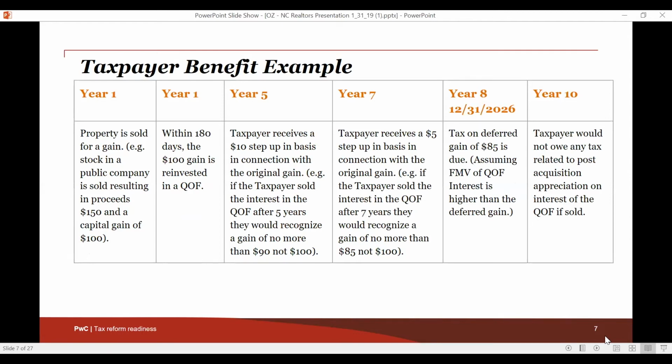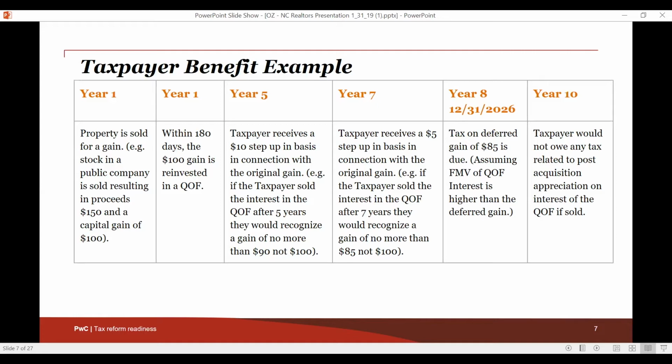So if I own stock in a public company and I sell that stock, resulting in proceeds of $150 with a capital gain of $100. If I take that $100 capital gain and invest it in a qualified opportunity fund within 180 days of the sale, and I hold that investment for 5 years, after the 5th year, instead of paying tax on the $100 gain, I now only have to pay tax on $90. If I hold it for an additional 2 years, or a total of 7 years, instead of paying tax on the original 100, I now only need to pay tax on $85.